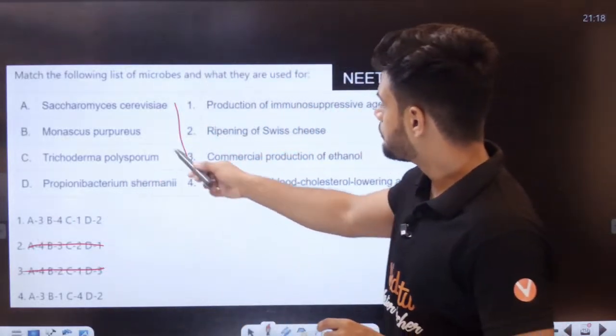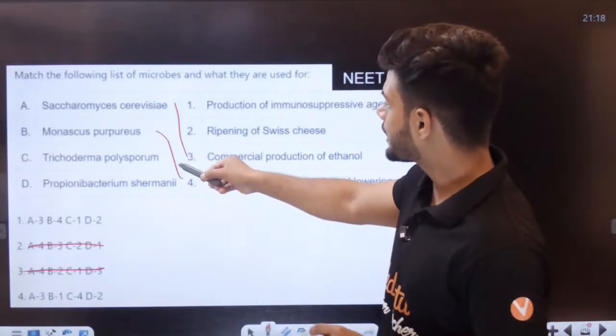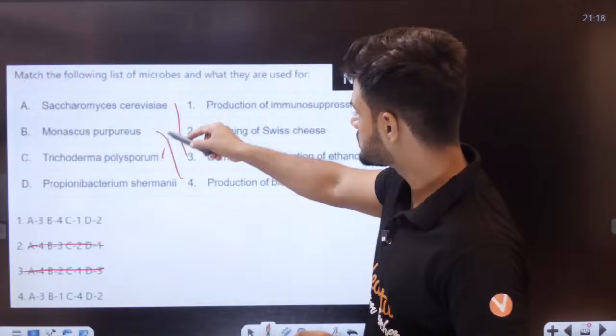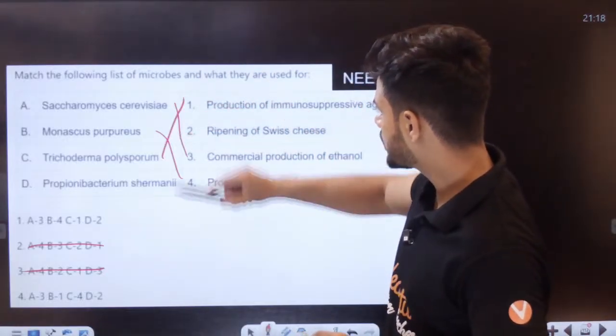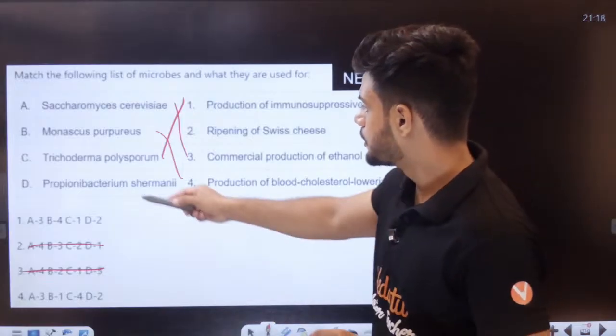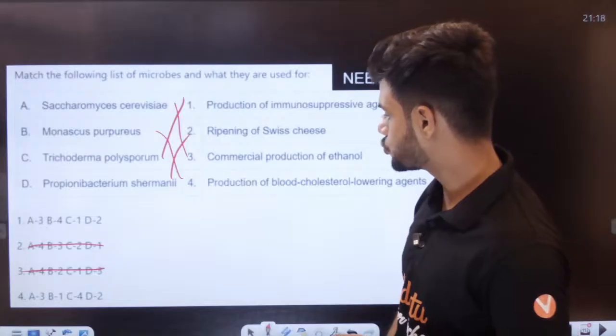Okay. Monascus purpureus, statins, blood cholesterol lowering agent. Trichoderma polysporum, immunosuppressive agent. Propionibacterium shermanii, ripening of cheese. D is 2.